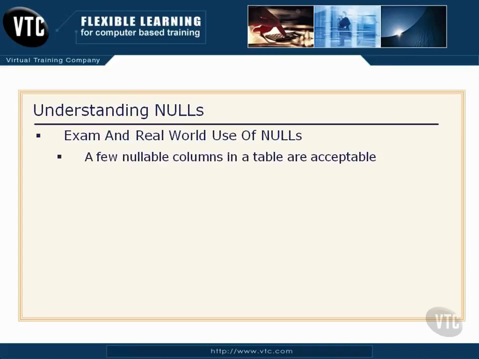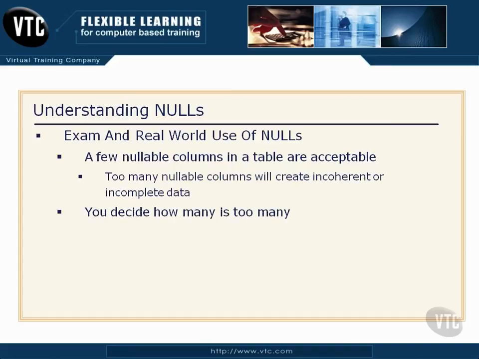So here's the exam. What you need to know for the exam with nulls: a few nullable columns are okay in a table. Too many nullable columns create incoherent or incomplete data. The deal is, though, you decide how many is too many. And on the exam, some examples will be obvious, okay? So you should be able to pick these out pretty easily. If you see a table where most of the columns are null, that's a problem, all right?